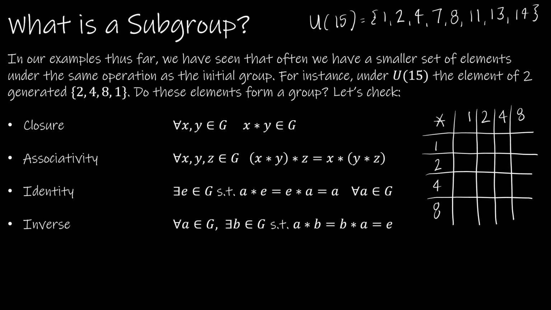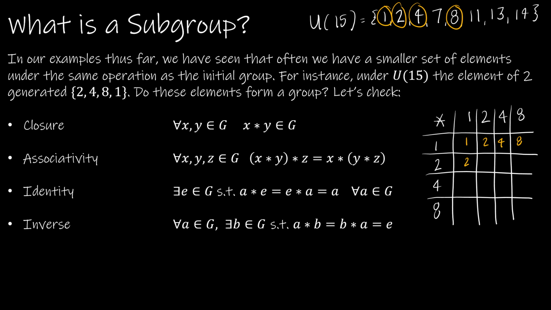So notice each of those elements, 1, 2, 4, and 8, are elements of my original group. My question is, would that subset form a group? So we have to check the same information that we did when we checked for a group originally. Closure. So if I multiply any two elements of that set, do I get an element of that set? One way is to create the Cayley table, and it's pretty easy to do that.